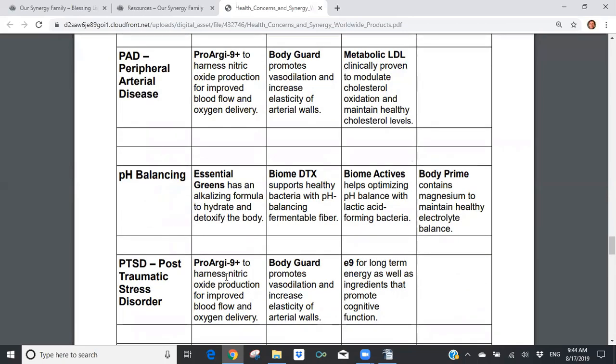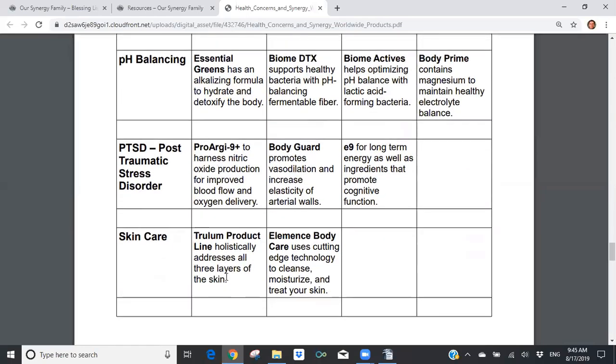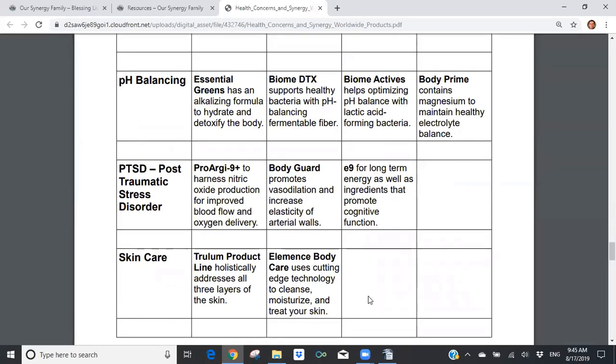For post-traumatic stress disorder, anything that improves blood flow to the brain improves cognitive function. And while I can just tell you anecdotally, we've seen significant improvements in cognitive function for our veterans who have PTSD when they start applying nitric oxide therapy with our product of choice, Pro-Arginine Plus. Skincare, we've got a great product line in the True Lume product line. And then there are some good products in the essential body care line that Synergy has.